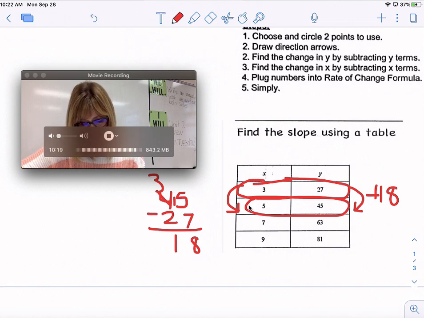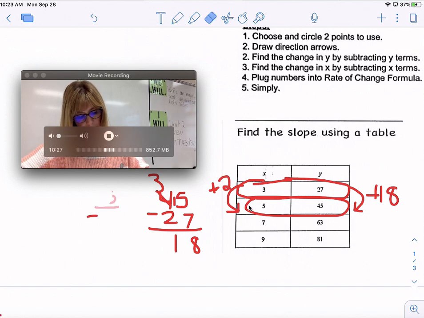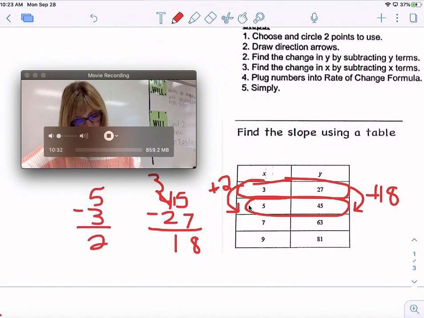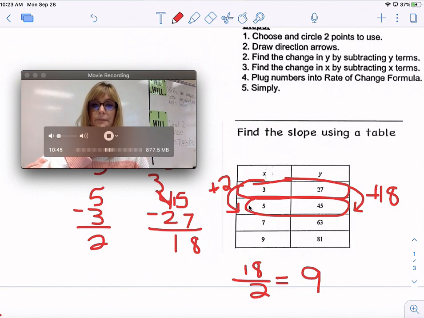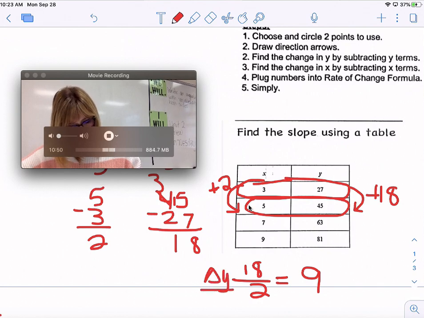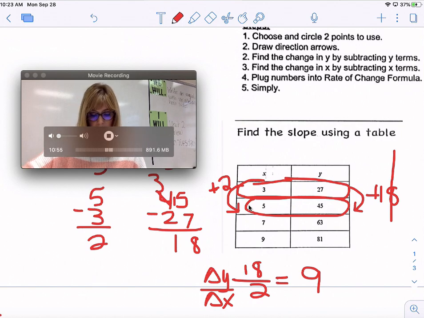And then my change in my x is plus 2. Or I could say 5 minus 3 is 2. So this is the change in y, and this is the change in x. So my slope is going to be 18 over 2, which I know simplifies to a whole number of 9. So I'm putting the change in y on top always and the change in x on the bottom. Okay, any questions on that?